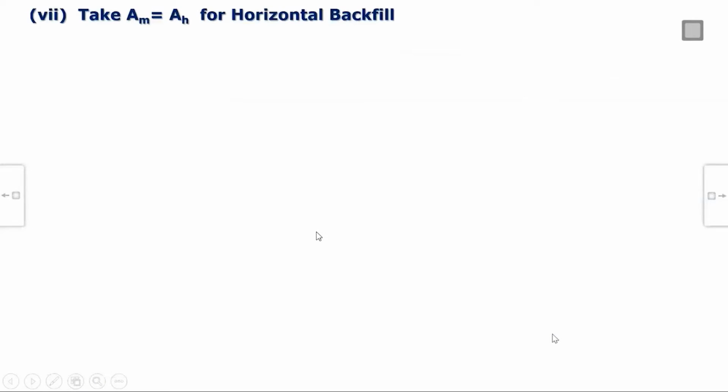Now, that's why I have written here also. Take AM equal to AH for horizontal backfill. If your backfill is inclined, there is a very complicated formula, alpha, beta, gamma. There is a Japanese formula which is used there. But for horizontal backfill, you can take AM equal to AH. For inclined backfill, there are many things like theta, beta, gamma, delta that come into the picture.